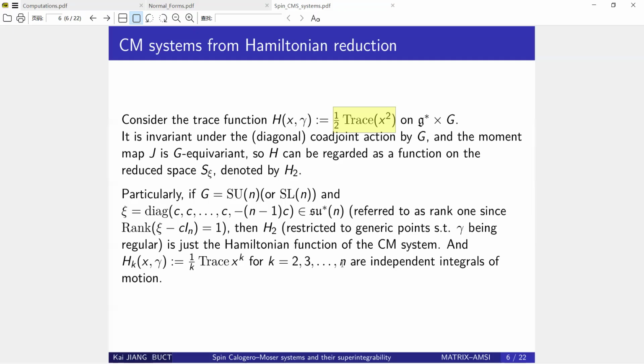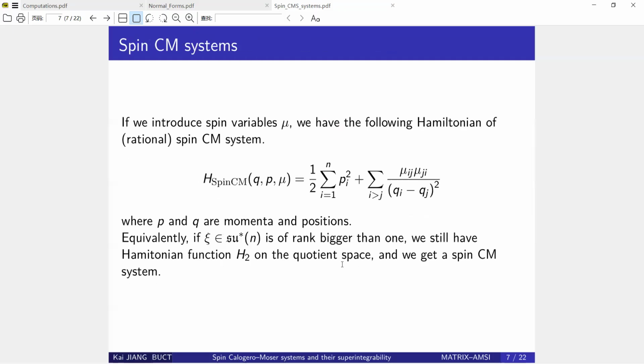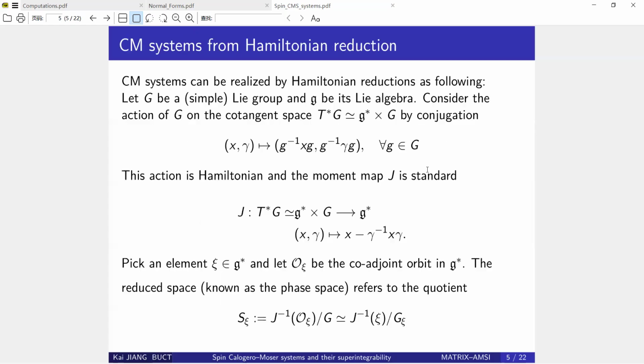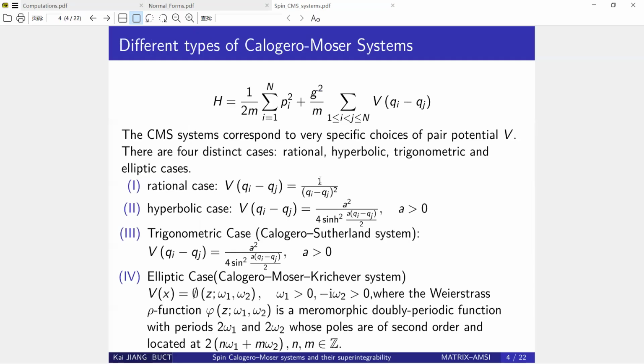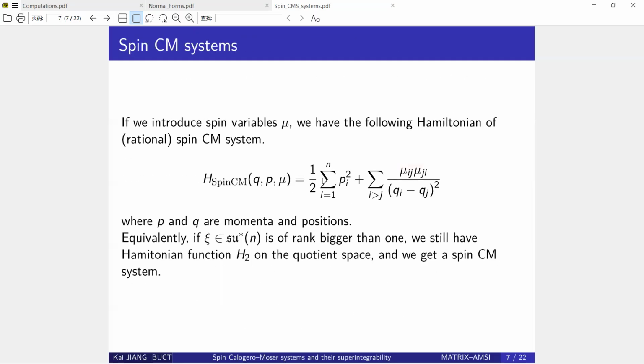But what is the spin Calogero model? For the spin Calogero model, we should introduce the spin variables. Before, for example in the rational spin Calogero model, it looks like this. Here, for the rational one, this is a constant, one or c. But for the spin Calogero-Moser system, we should introduce the spin variables. And here P, Q are still the momenta and the positions.